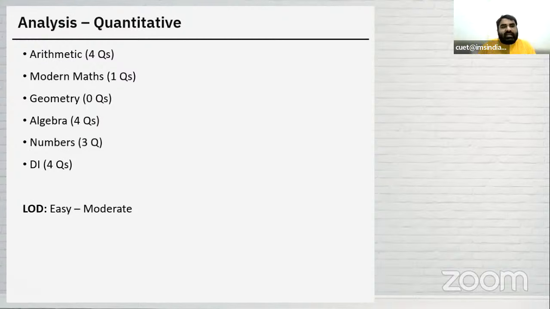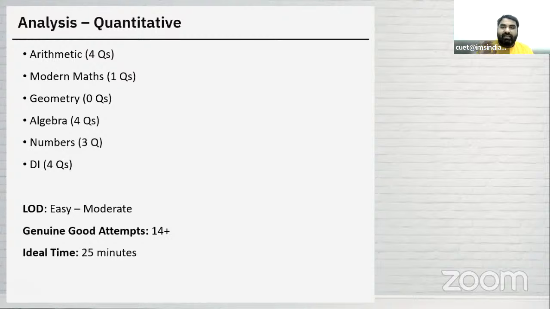If at all it's a strength, it could feel easier as well because the questions were slightly more direct, and the questions in which you could get confused or stuck were fairly fewer as compared to the previous attempt. Therefore, the genuine good attempt analysis is going to be the same as last time. Last time भी मैंने बोला था कि approximately 14 questions is what you should be targeting and try to get as much as you can out of that. Ideal time is 25 minutes.